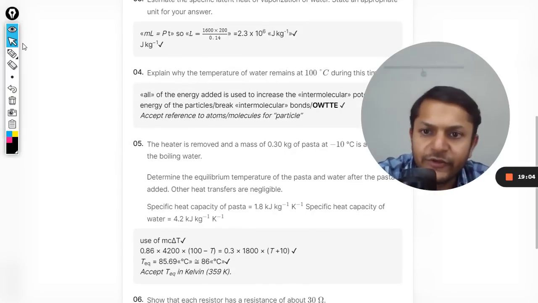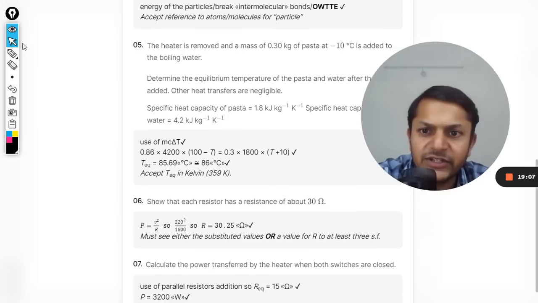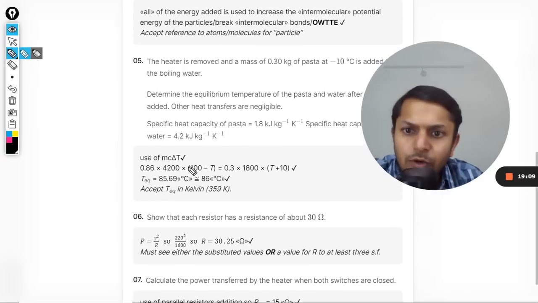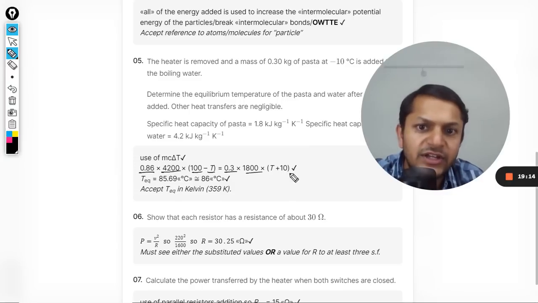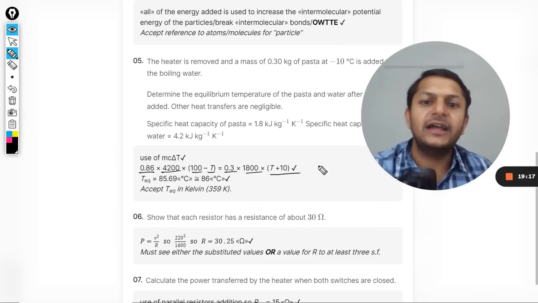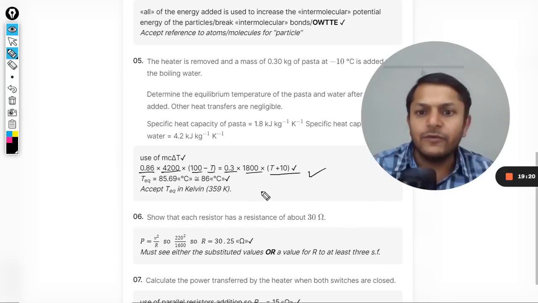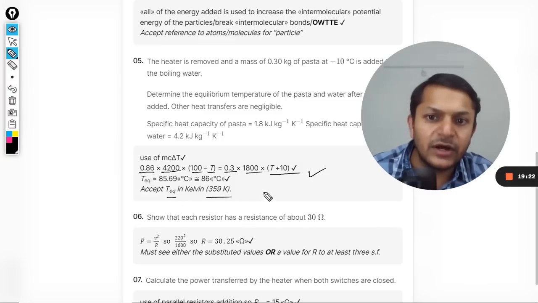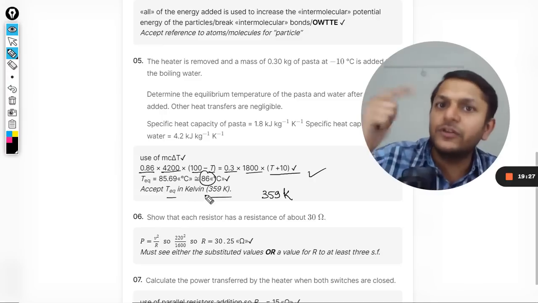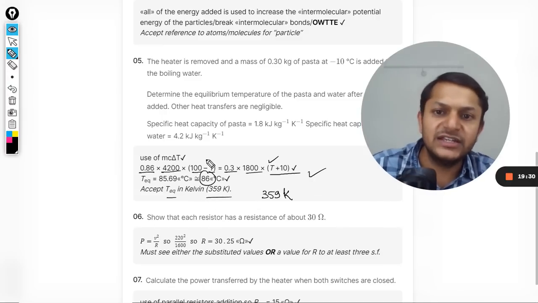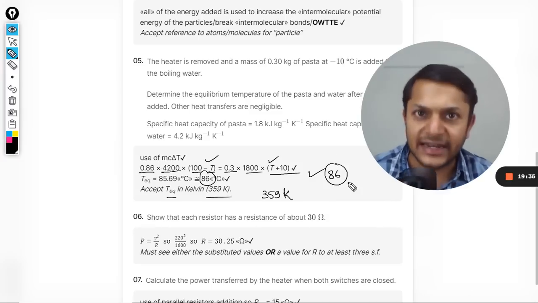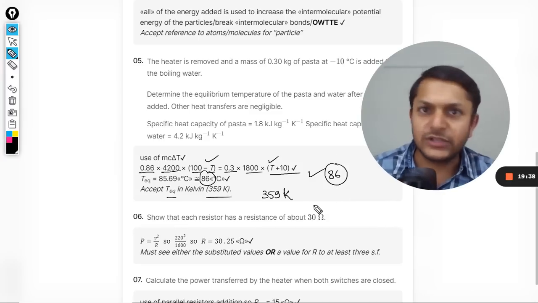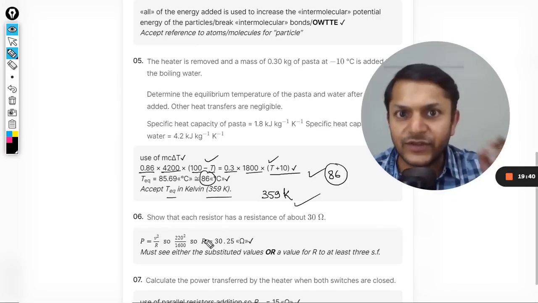I think it was question number 5. Yeah. So they are again using the principle of calorimetry here. So MC delta T: 0.86 into 4200 into 100 minus T, 0.3 into 1800 into T plus 10. And this is the equation that we were working with, and this is how we do it. And so the equilibrium temperature is coming out to be 359 Kelvin, and the answer will be in Celsius. Because this T, everything is in Celsius, you would be getting the answer in Celsius. So it is 86 degrees centigrade. We have to convert it into Kelvin by adding 273, and so the answer will be 359 Kelvin.